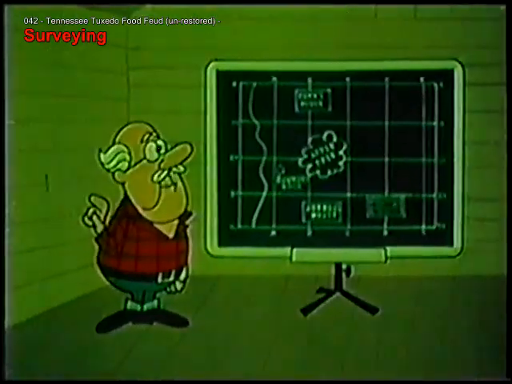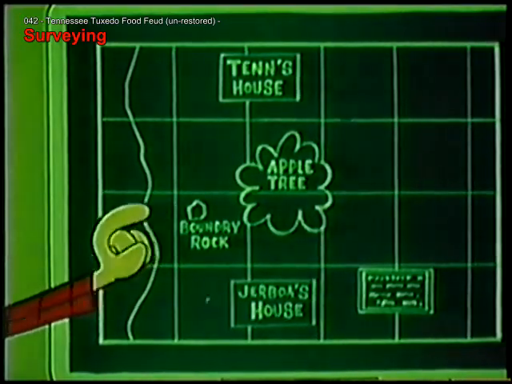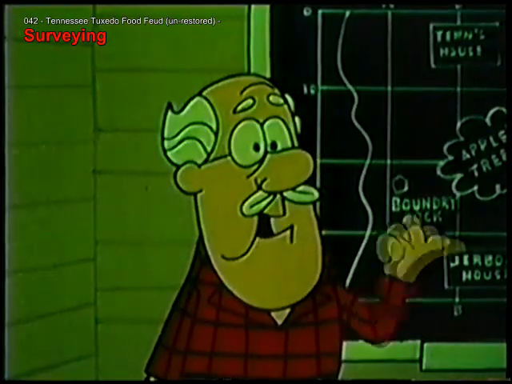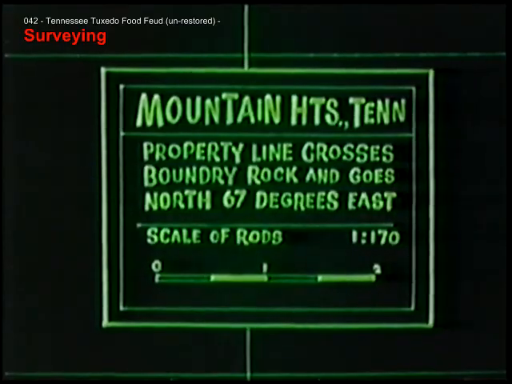I'm coming to that. According to the map of your property, the line starts here at Boundary Rock. We know that. The question is, which way does it go? Why, the direction is written right here on your map. It says the line goes north 67 degrees east.